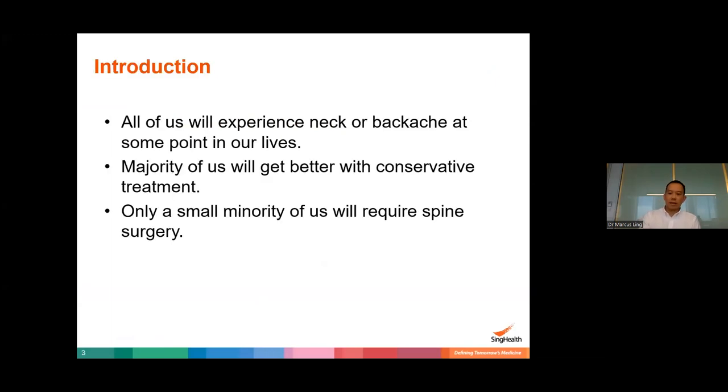Okay, so this is my introductory slide. I believe all of us here would have experienced some form of neck and back pain at some point in our life. But the good news is that all these episodes actually resolve after a short period of rest and painkillers, such as Panadol. Only a small proportion of us will need to see a doctor, and an even smaller proportion will need to be evaluated and maybe undergo surgery. The majority of us, when we have back pain, it usually goes away on its own.